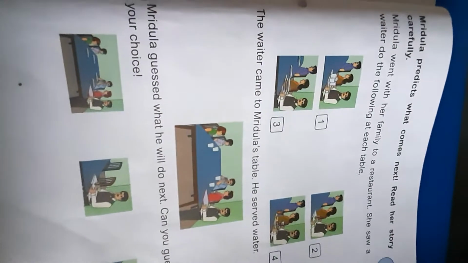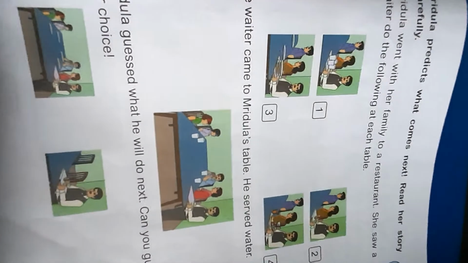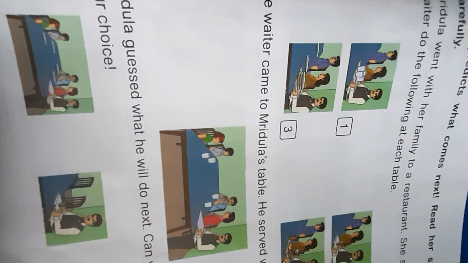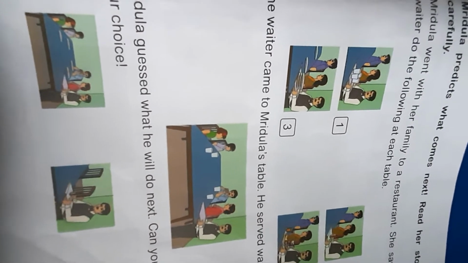Okay, now in page number 125, Mridula predicts what comes next. Read her story carefully. Mridula predicts means Mridula is thinking about what comes next. I am reading the story, children. Listen carefully. Mridula went with her family to a restaurant. She saw a waiter do the following at each table.